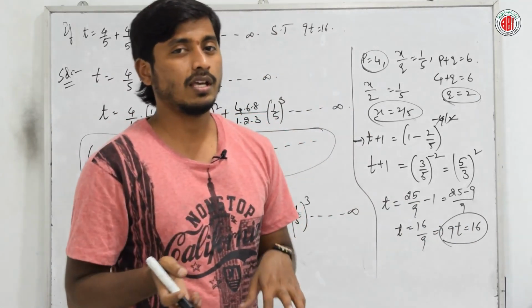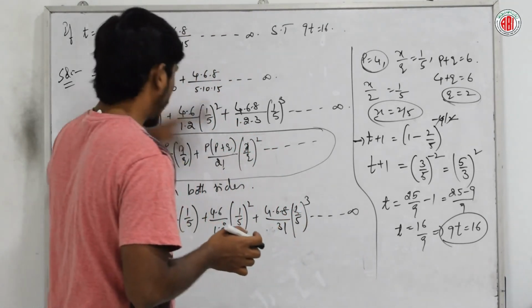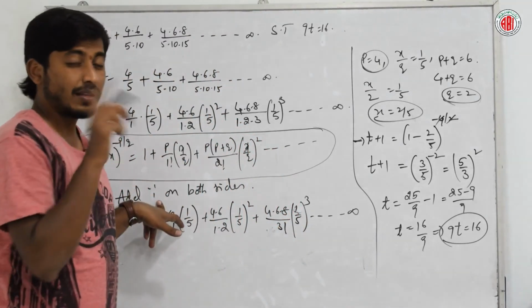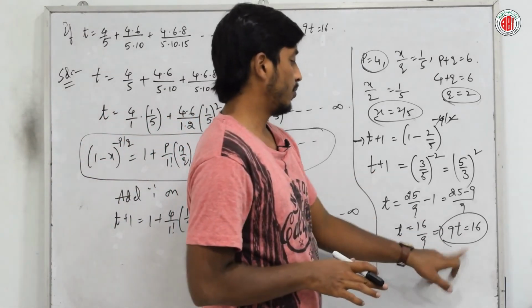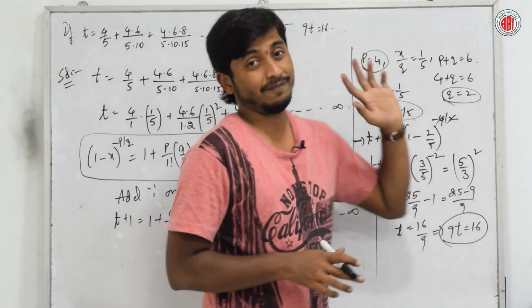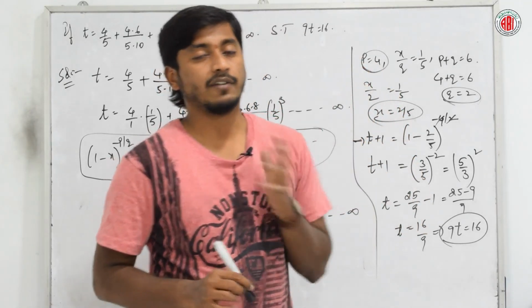Clear? What was the new thing here we found? All this thing we have added 1 on both sides in the previous sum also. Everything is fine, but from here we could prove the relation which he gave. Clear? Fine.